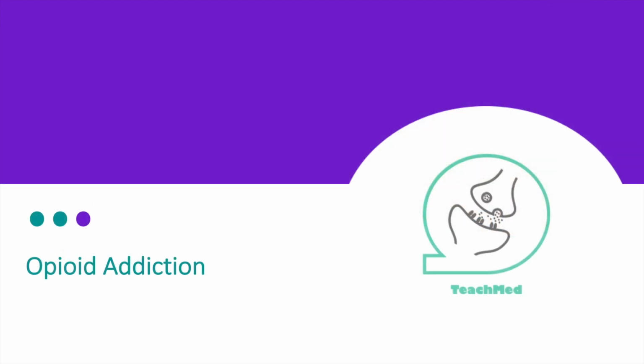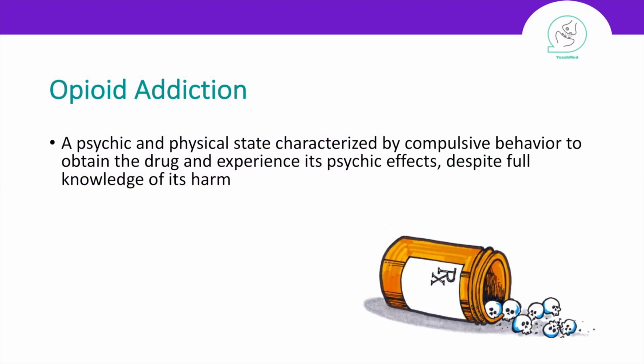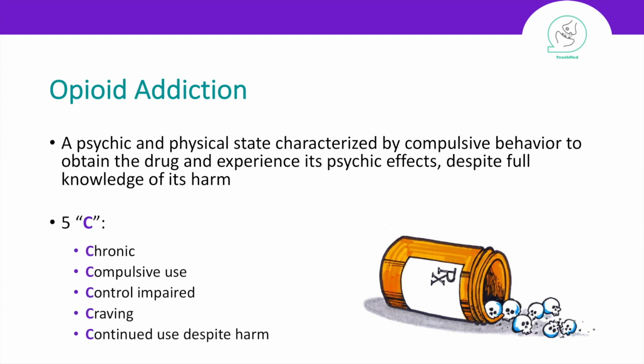Lastly, opioid addiction, which means that this person has been taking the opioid for a long period of time, compulsively, even though he knows it's harming him. So let's read. It's a psychic and a physical state characterized by compulsive behavior to obtain the drug and experience its psychic effects, despite full knowledge of its harm. I'll make it easy for you. Remember the 5 C's. Chronic use, compulsive use, control is impaired, craving the medication, and he is continuing taking the medication despite harmful effect.